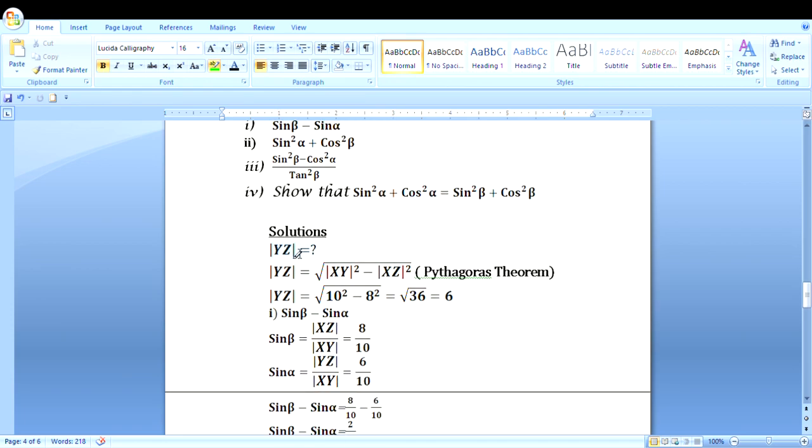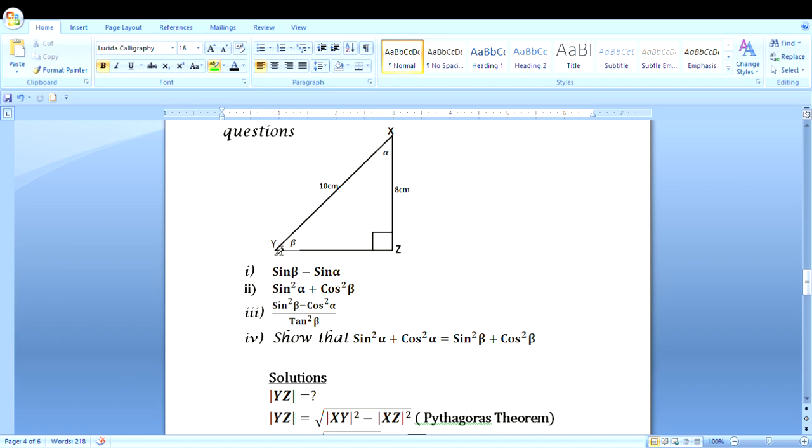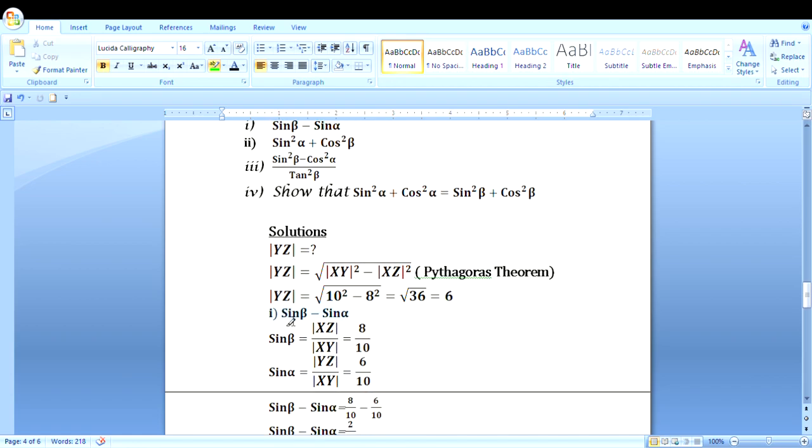Now, if you look at this from here, the line YZ is not known, so we can quickly use Pythagoras to establish that. For us to obtain YZ, we apply Pythagoras theorem here, and this becomes the square root of 10 square minus 8 square, which is equal to 100 minus 64, which is the square root of 36, which is 6.